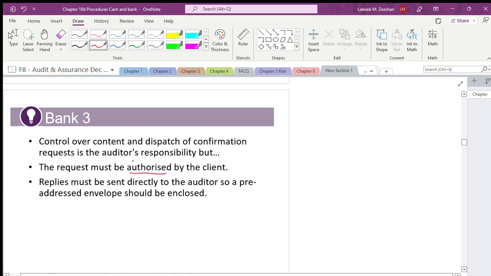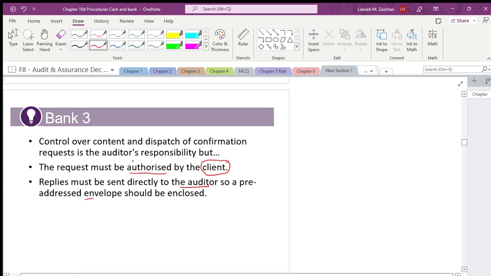The client will be in the loop. Understand the point? The client will have all the information. We are not going to do any activity without the knowledge of the client. Keep it in mind, any activity from chapter 1 to chapter 12, every activity is with the knowledge of the client. Replies must be sent directly to the auditor.